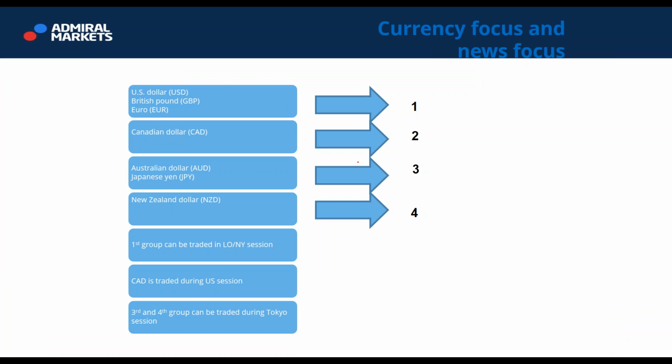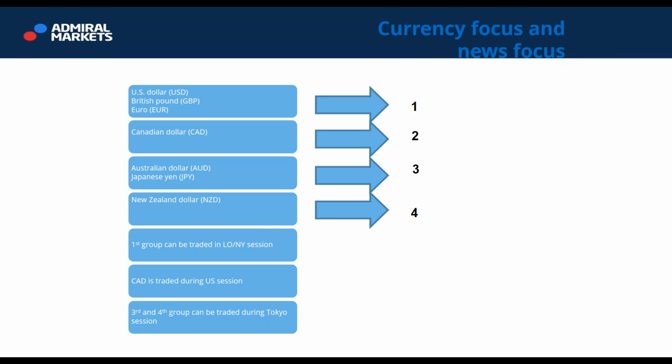Now, what is currency focus and news focus? US dollar, British pound and euro belong to the first group. First group can be traded in London, New York session. Simply said, I don't see any point to positional trade euro dollar during Asian session, because Asian session is usually for New Zealand dollar, yen or Australian dollar. So there is no real point to positional trade euro during Asian session.